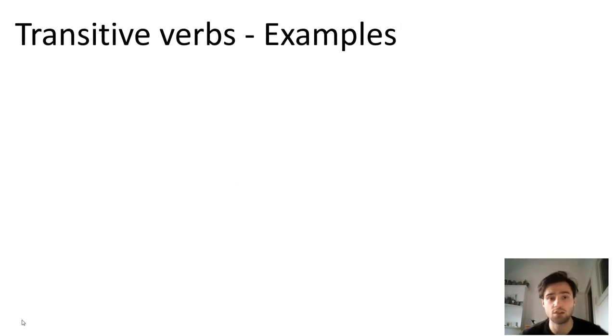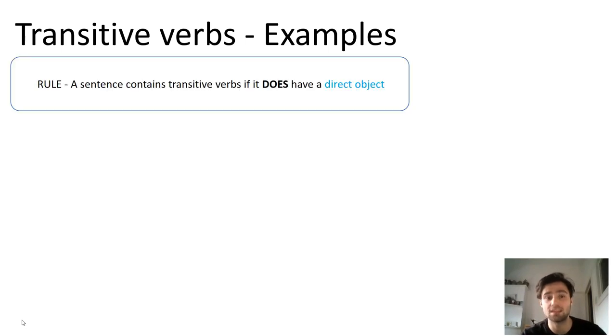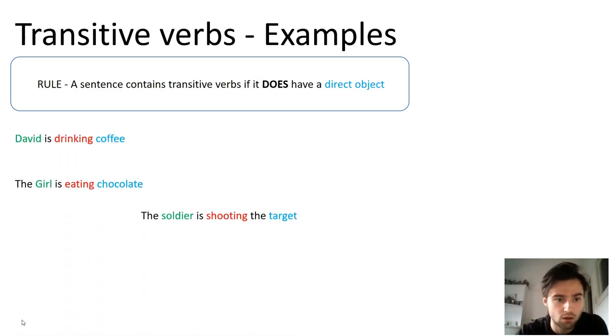Okay, now transitive verbs. And we'll look at some examples for this. But first off, the rule. A sentence that contains transitive verbs does have a direct object. Okay, so it does have a direct object in comparison to the intransitive verbs. Okay, some examples.